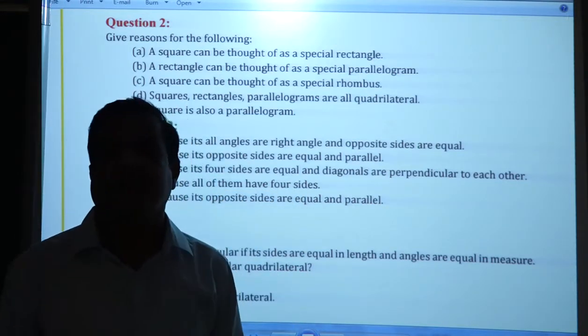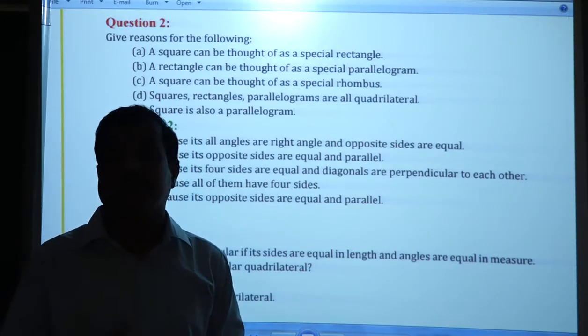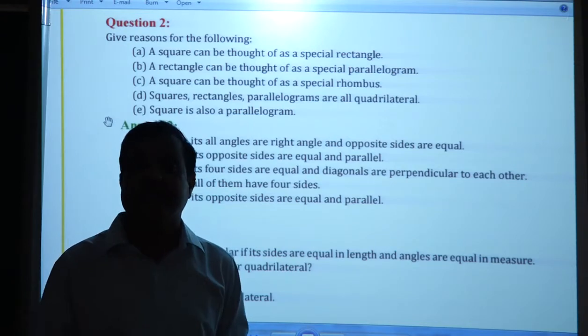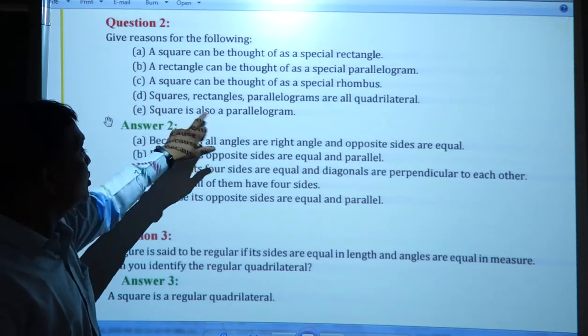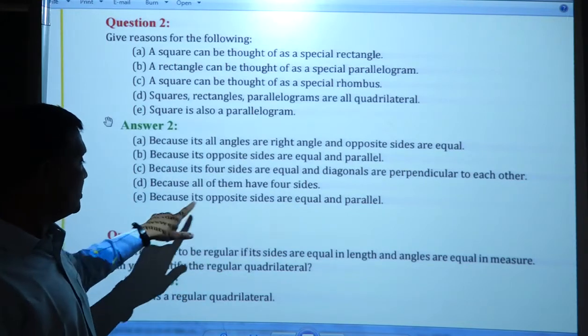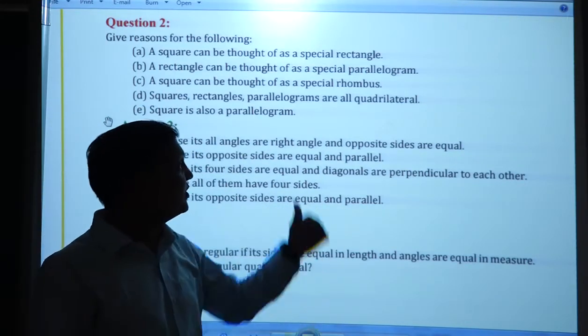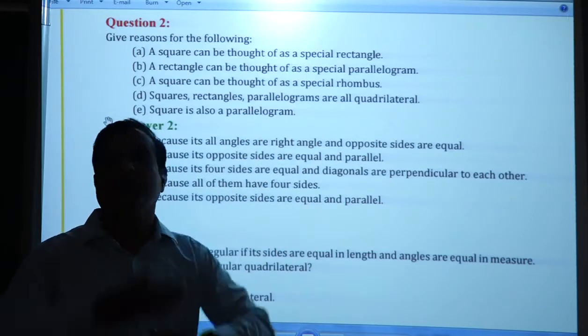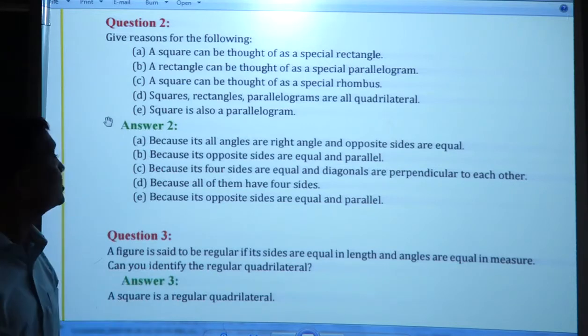Any four-sided figure you can call a quadrilateral, and that quadrilateral has a special name like square, rectangle, parallelogram, trapezium, rhombus, kite, etc. Next, square is also a parallelogram because its opposite sides are equal and parallel. Yes, square is a special type of parallelogram. Okay dear, now we will see the next question.